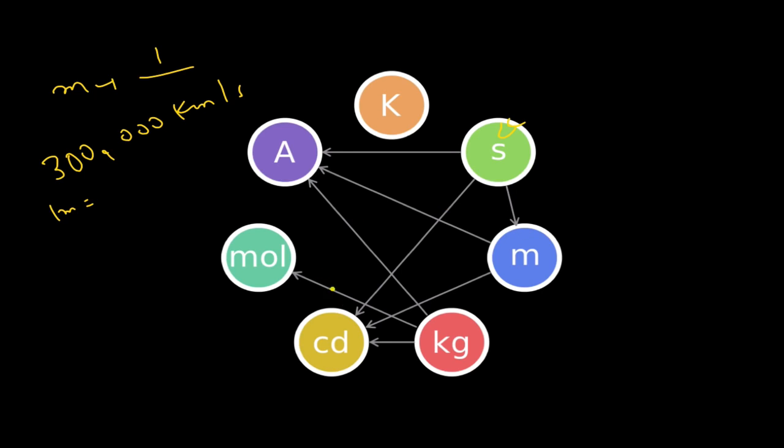So all these units are dependent on each other for their calculation, except Kelvin temperature, which can be calculated on its own. So ampere is the electric current, meter is the length, second is the time, kilogram is the mass, candela is the luminous intensity, mole is the amount of substance.